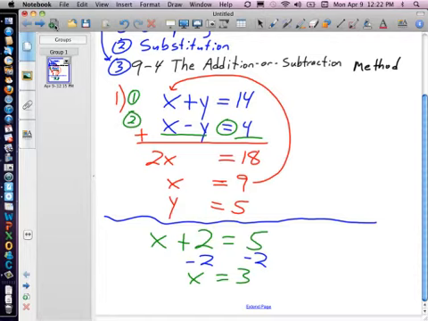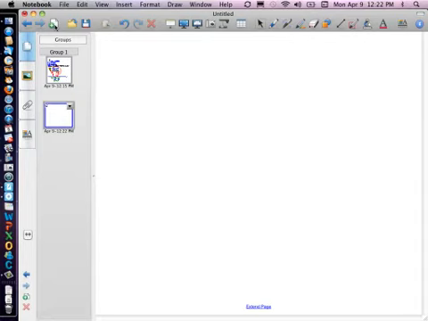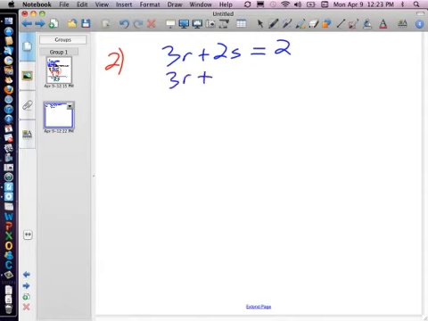Let's try another one. So let's do 3r plus 2s. This will be example 2. 3r plus 2s equals 2. And 3r plus s equals 7. And again, we have two equations, but I didn't write them in different colors because we're not really going to do anything special to the individual ones. We're going to do it to both of them.